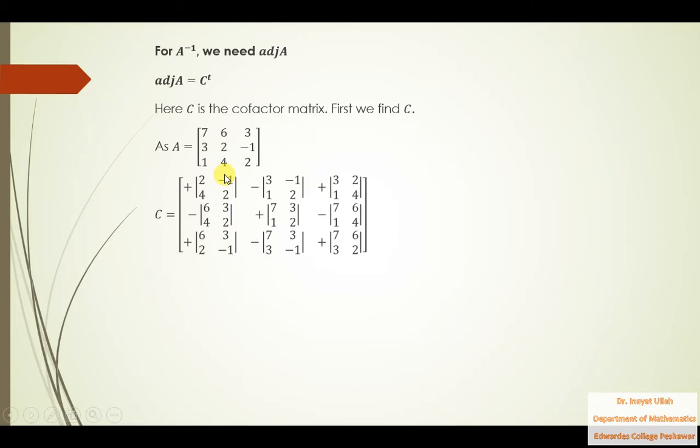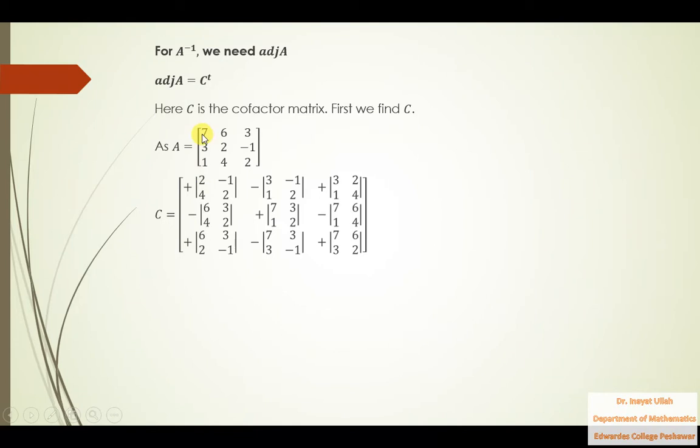So the cofactor matrix C is equal to: start from a plus sign, as I told you, and alternate the signs. Plus, minus, plus; then minus, plus, minus; then plus, minus, plus. So these are the symbols.